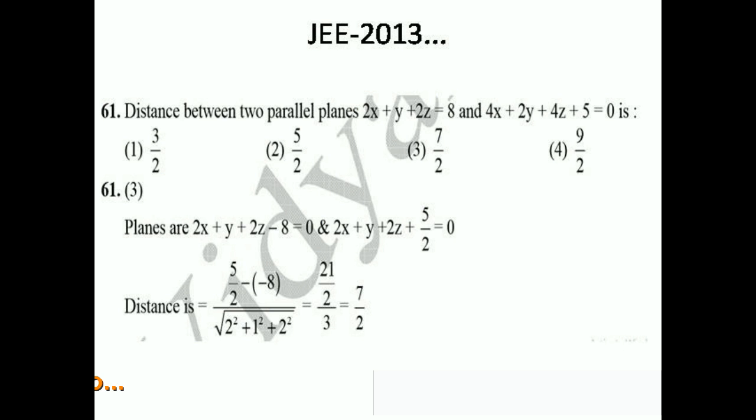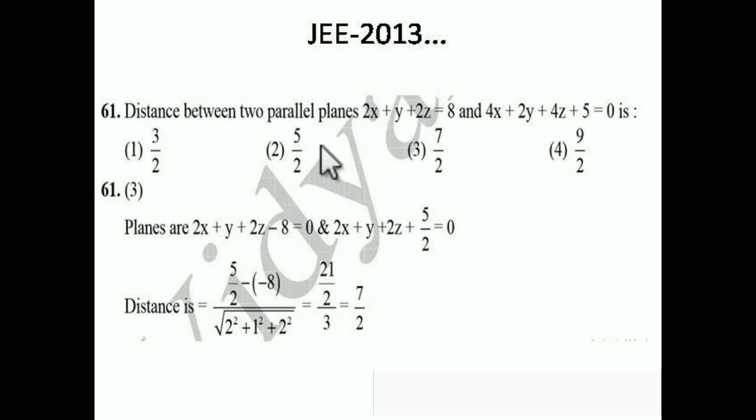Okay, so this is the question asked in JEE 2013. Distance between two parallel planes 2x plus y plus 2z is equal to 8 and 4x plus 2y plus 4z plus 5 is equal to 0 is. Now we all know that the basic form of the plane is ax plus by plus cz is equal to d, where a, b, c, that is the coefficients of x, y and z, are the normal. Okay, so this is the normal here. 2, 1 and 2 are the normal, and 8 is the distance, that is d.